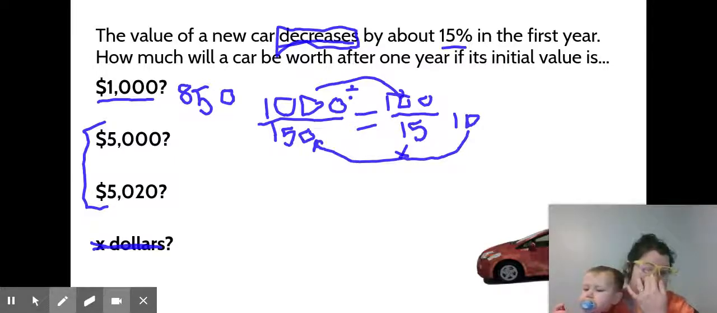You have about a minute remaining to solve those two proportions. You're solving these two proportions right now.